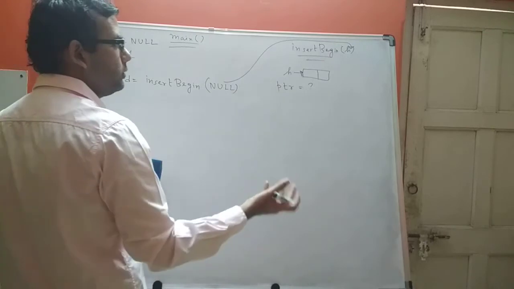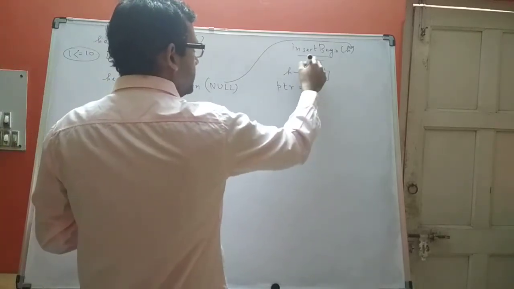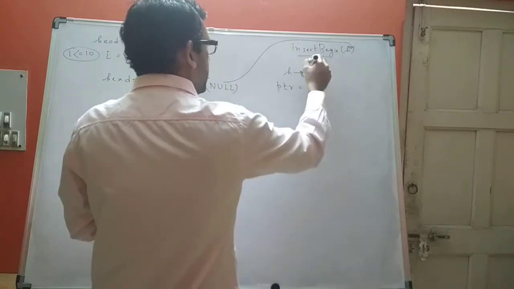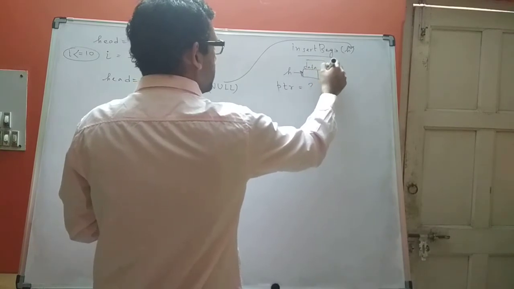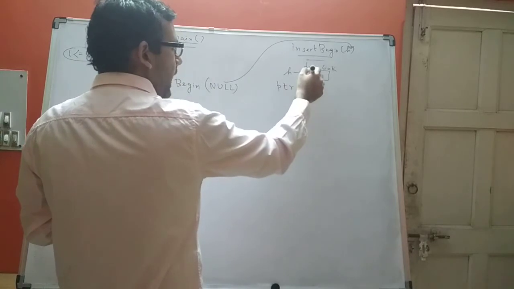Now you will ask the user for a value. Let's say the user enters 20. This is the data part and this is the link part. And when I say h arrow data, that means take the user value and put it in this part.